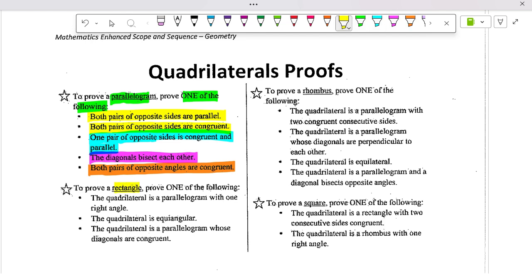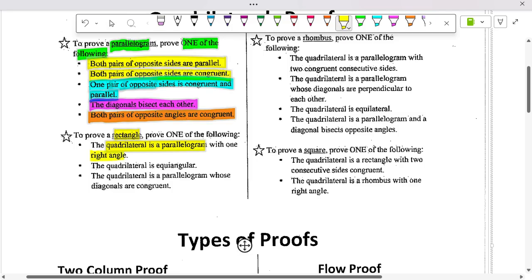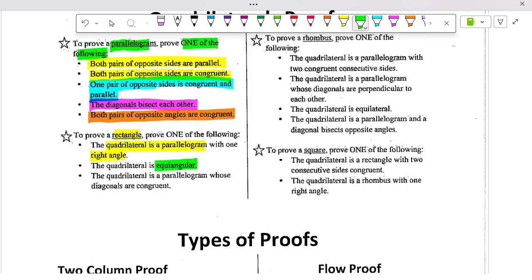To show it's a rectangle, you can say if the quadrilateral is a parallelogram, so we already have enough to show that's a parallelogram, with a right angle, it's a rectangle. If the quadrilateral is equiangular, meaning all 4 angles are congruent, it's a rectangle because it can only be 90. And if it's a parallelogram whose diagonals are congruent. So for a rectangle, you have to prove it's a parallelogram first. And then you can show that, okay, if it has a 90-degree angle, it's a parallelogram with a right angle. Rectangle, that's enough. Or a parallelogram with congruent diagonals, rectangle, that's enough.